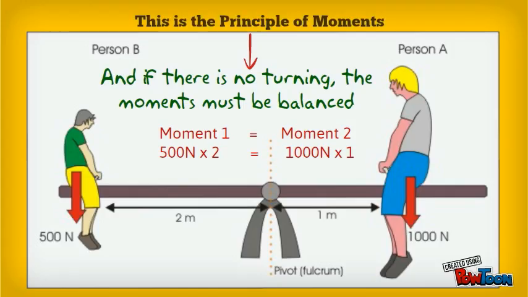If there is no turning, the moments must be balanced. Here we have persons A and B, or Mr. Large and Mr. Little, who are sitting on a seesaw. If Mr. Little is 500 newtons in weight and he is sitting 2 meters from the pivot point, and Mr. Large weighs twice as much, then he has to sit 1 meter from the pivot point in order for those moments to be balanced, in order for moment 1 to be equal to moment 2.